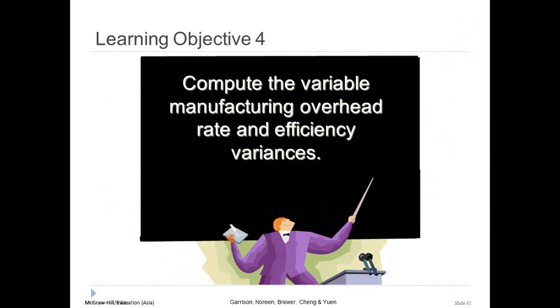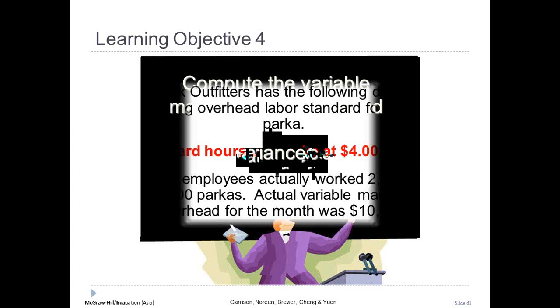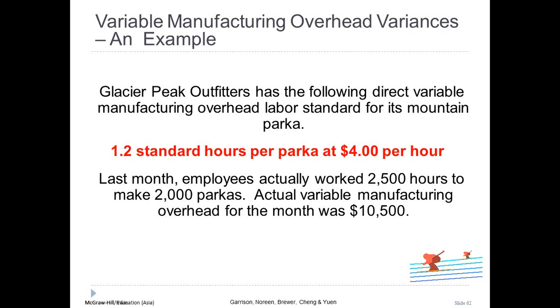Learning objective number 4, let's compute the variable manufacturing overhead rate and efficiency variances. Now that we have studied material and labor variances, let's take a look at a variable manufacturing overhead variance. We will return to the Glacier Peak Outfitters to illustrate the computation of variable manufacturing overhead rate and efficiency variances. Identical to labor variances, variable manufacturing overhead variances are calculated in the exact format introduced.